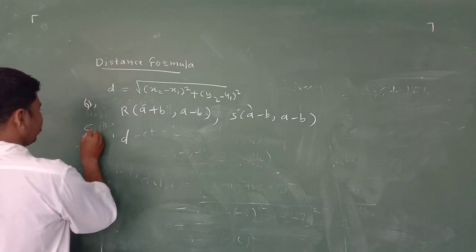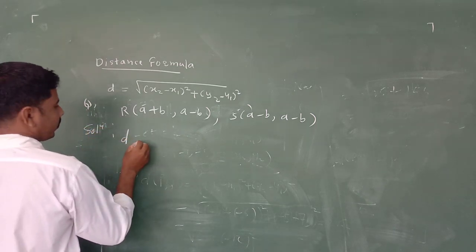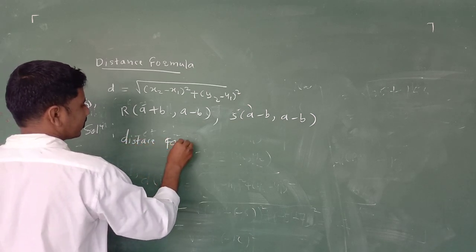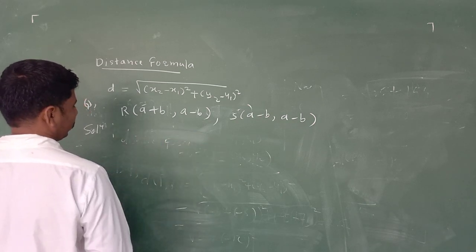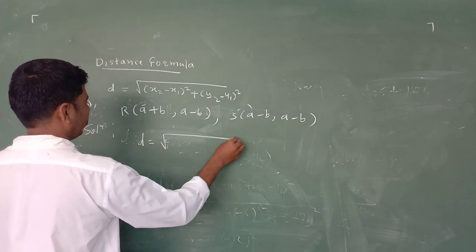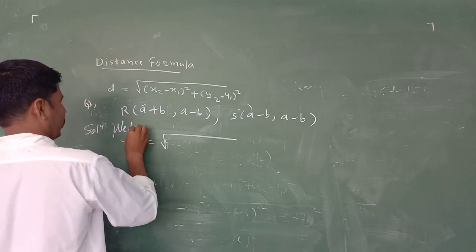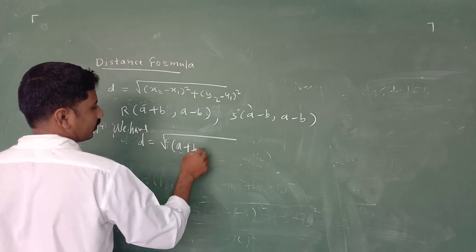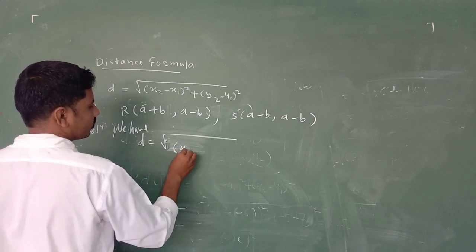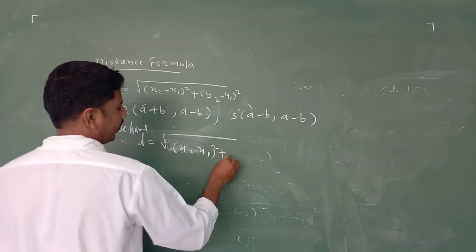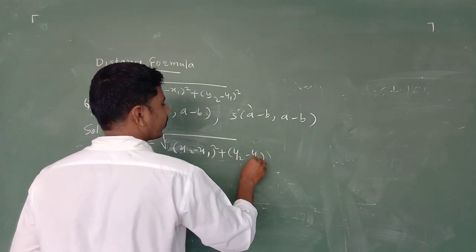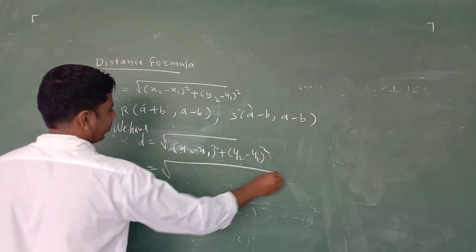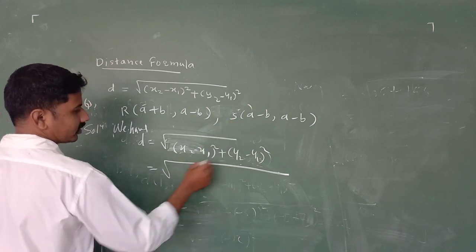So the solution will start from here. Distance formula. What will be the distance formula? D is equal to under root (x2 minus x1) bracket square plus (y2 minus y1) bracket square. We have to write down the formula first. This is the formula. Then under root, what is x2?